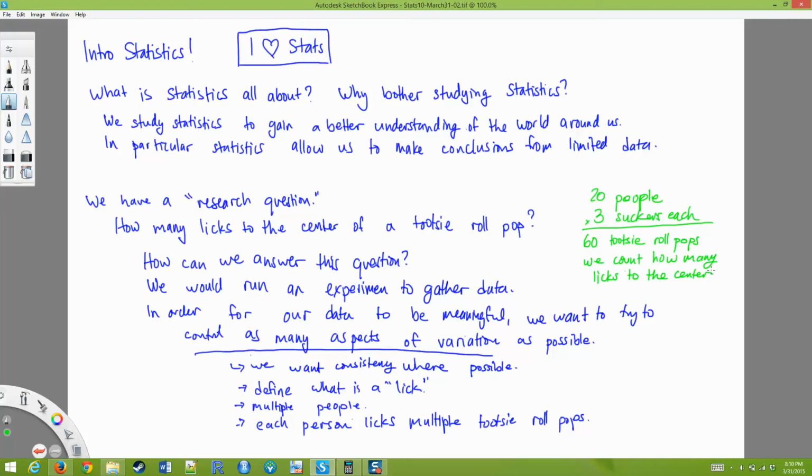So 20 people with each 3 Tootsie Rolls for each person. Yeah, 60 rolls in total, exactly. Now I would argue this would give us a reasonable estimate for the answer to the question, how many licks to the center of a Tootsie Roll Pop? Is everybody following what's going on so far? Yep. Okay, good.